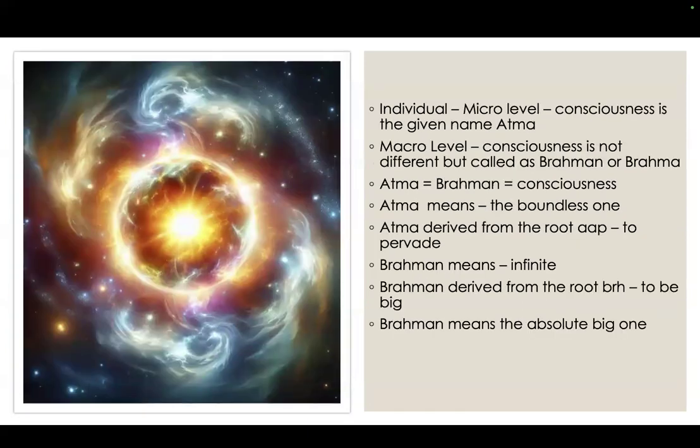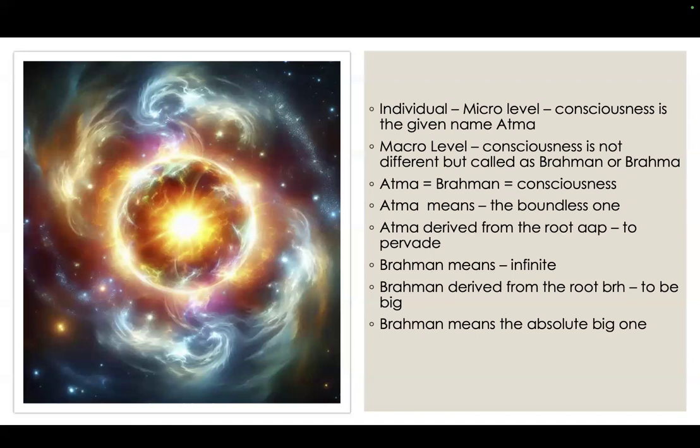Now, at the micro level, the consciousness, we call it Atma. For each individual, each one of the animals or organisms we take, the consciousness inside each one of them is called Atma. But when you go to the macro level, consciousness is the same, but it has a different name. It's called Brahman or Maya. So, Atma is nothing but Brahman, and Brahman is nothing but consciousness. Then what is the meaning of Atma? Boundlessness, boundless one, that is, without any boundaries.